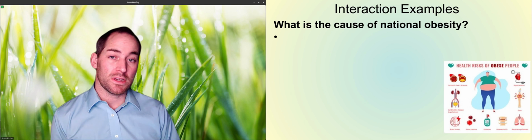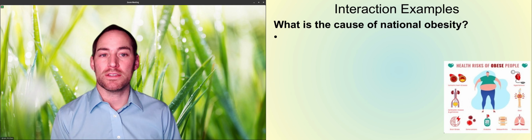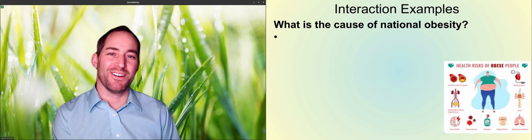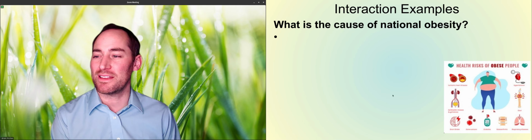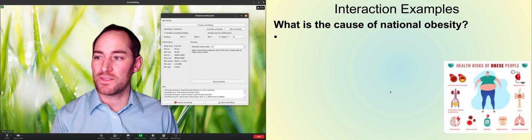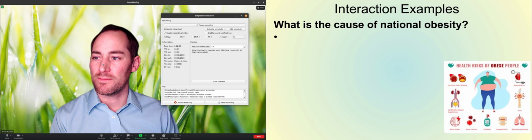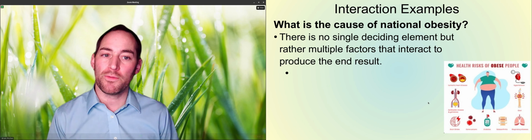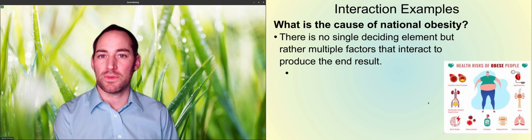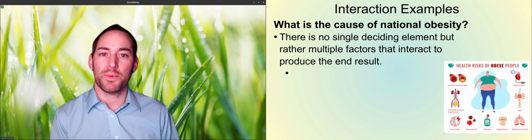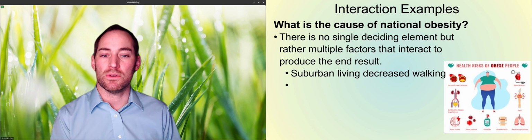So a practical example of this is, what is the cause of obesity? So think about it for a minute. Hopefully the graphic there is not quite clear enough to actually read, but what is the cause of obesity? And the answer here is really, there's no single deciding element. There's multiple factors that interact to produce the end result. So it's not just one cause, there's multiple causes, multiple things interacting to lead to obesity.